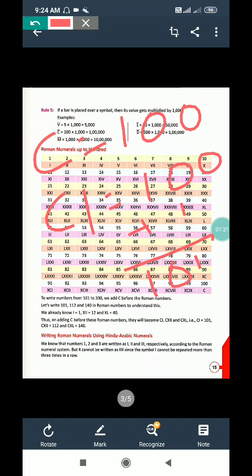We know that the value of I is equal to 1 and the value of C is equal to 100. So CI is equal to 101.